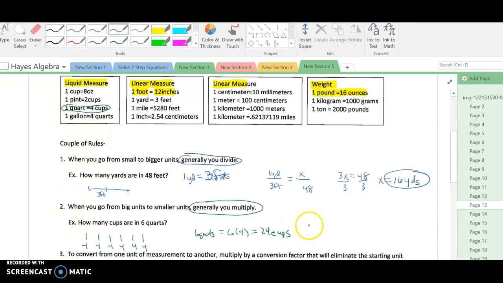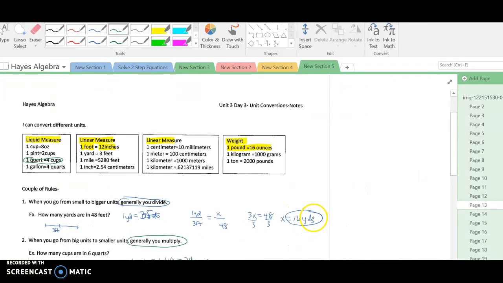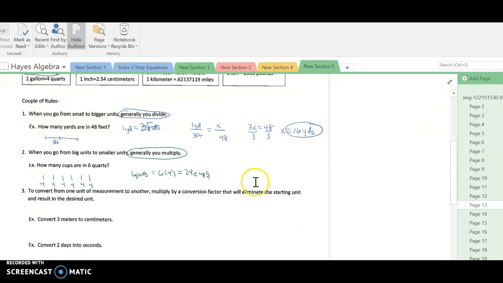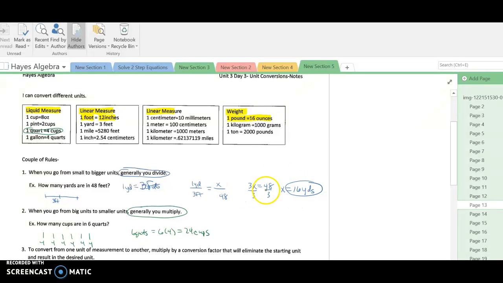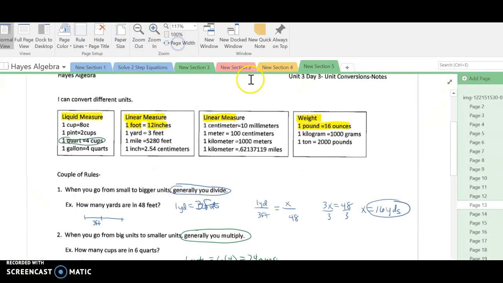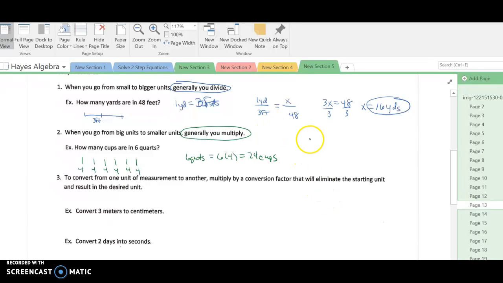Now again, you could set a proportion up here, right? Oh, this is acting up. Let me make it bigger. All right, so I could easily say 1 quart is equal to 4 cups, which is equal to 6 quarts is equal to how many cups, right? So when I cross multiply here, C times 1 is C, equals 6 times 4 is 24. So there are 24 cups in 6 quarts.